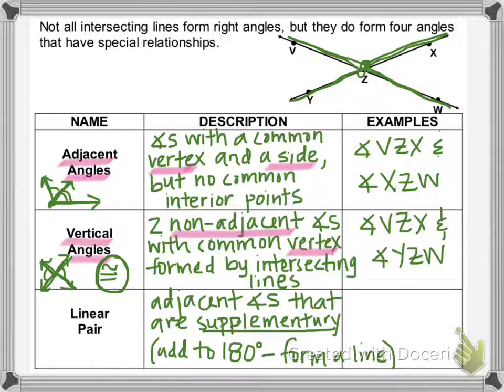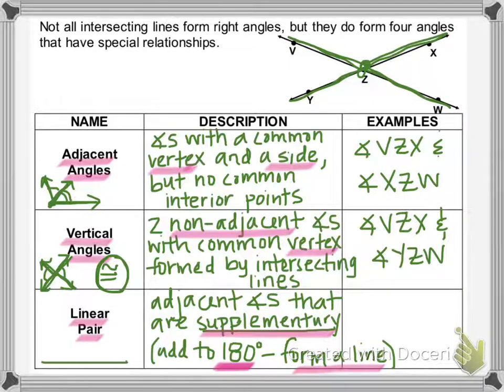Another type of special angle pair are a linear pair. Linear means line. So these are a special type of adjacent angles. They share a vertex, they share a side, but together they form 180 degrees. They actually form a line. They're what are called supplementary angles, which we'll talk more about in a minute.